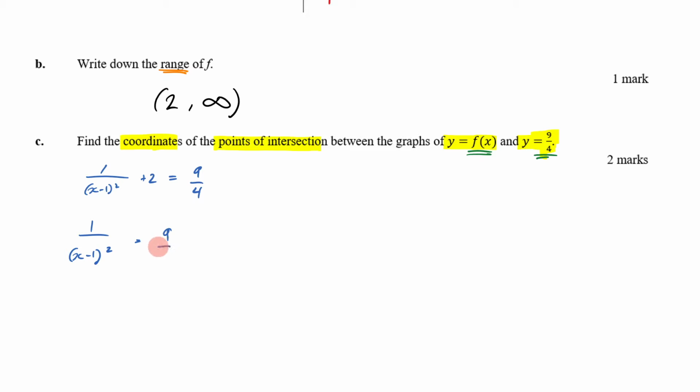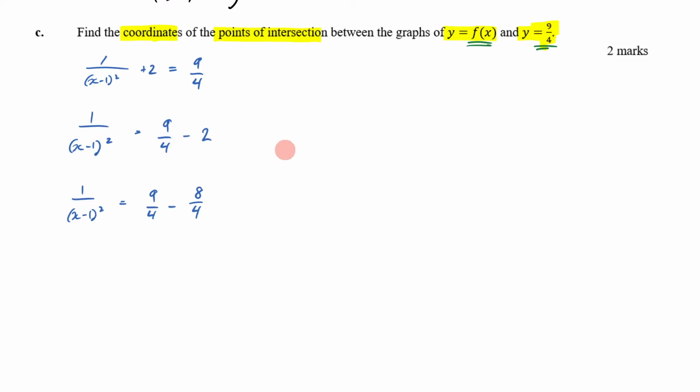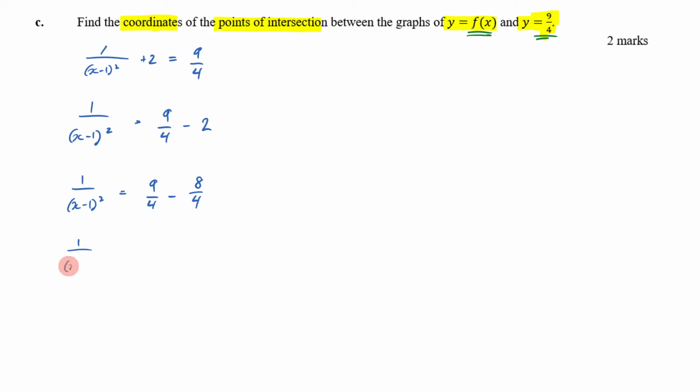That means we're going to get 9 on 4. I'll minus 2 from both sides. And then we have to think, what does that mean to minus 2 there? That means I'm going to get 9 on 4 minus 2. Now, 2 is the same as 8 on 4, right? And now they've both got the same denominator, so we can keep going here. This is going to be 1 on (x minus 1) squared is equal to 1 on 4, just like that.